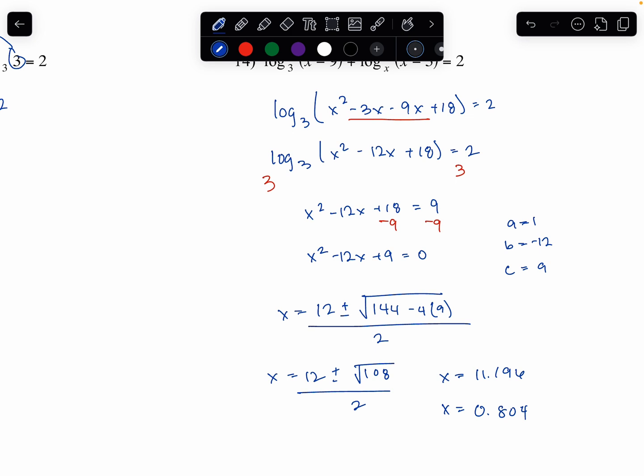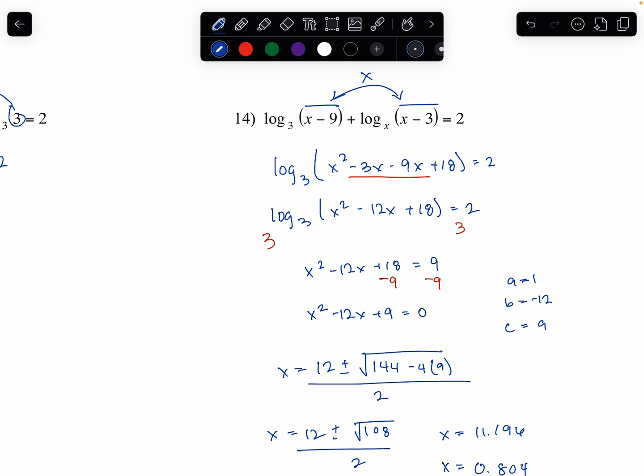Let me double check these. Just checking my calculator to see that these will work. So log base 3, we'll do x minus 9. And then let me do this one right here. Oh, what the heck? That should be a 3 right there, by the way, not an x. I hope so, anyways.